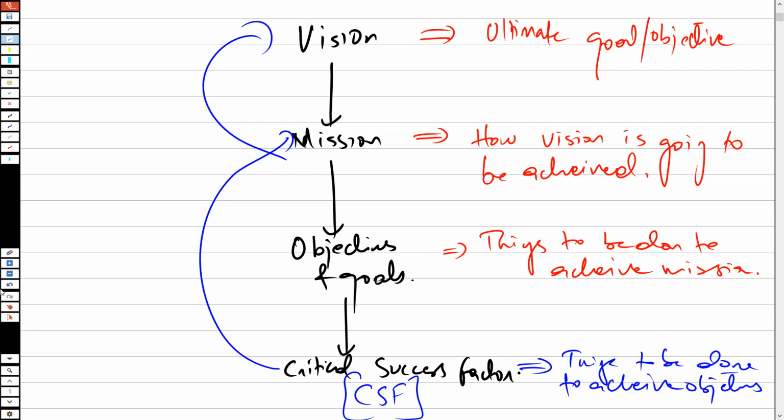Every organization, when it is formed, has the concept of setting the vision. Vision is the ultimate goal, the ultimate objective of the organization. You have to set that first. After that, you define a mission. After defining a mission, you have the objectives and the goals. And after setting those, the last thing we realize is that there is something called critical success factors.